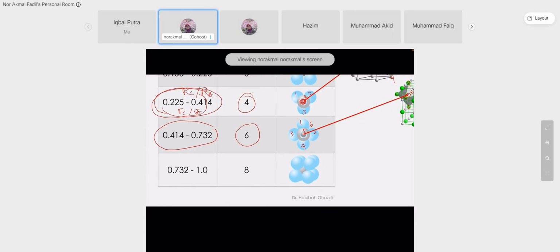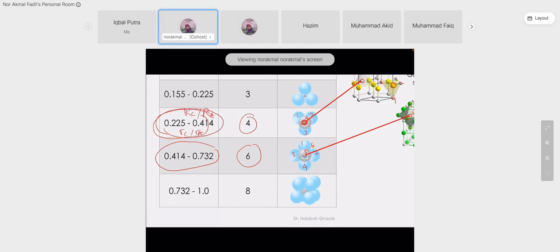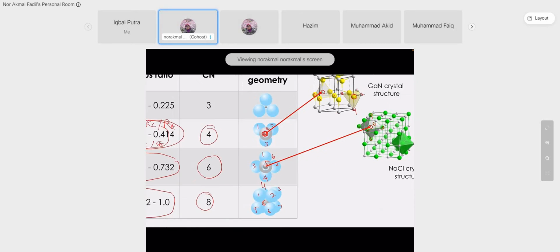And that's another ratio, which is larger than 0.7 until 1. We will have 8 coordination number. Basically, the atom is located at the center, with atoms at the 8 corners of the cube. 1, 2, 3, 4, 5, 6, 7, and at the back is 8. So we have 8. This is an example.